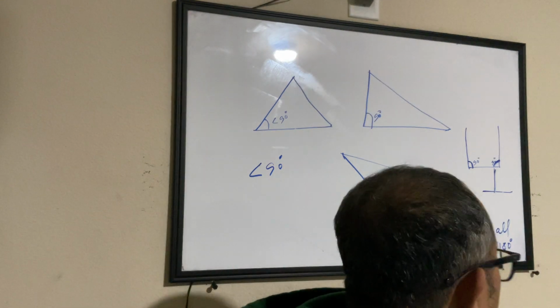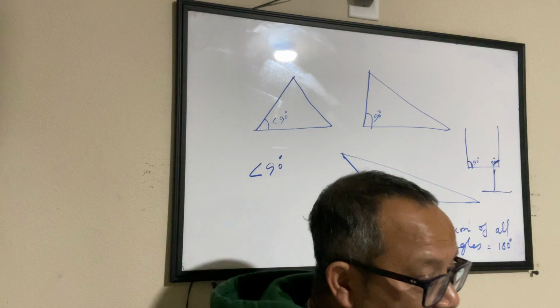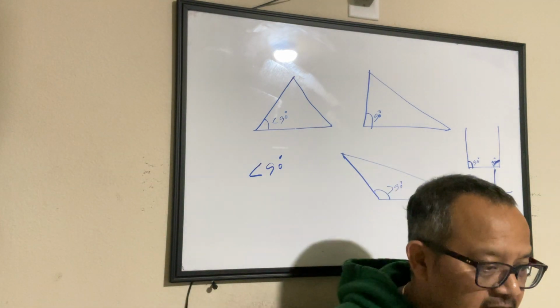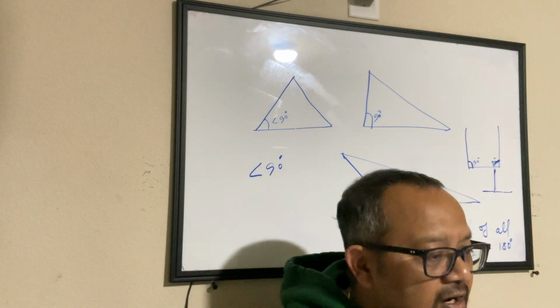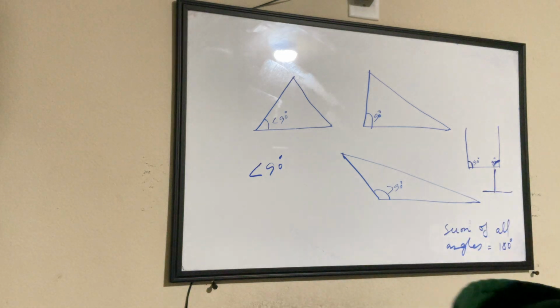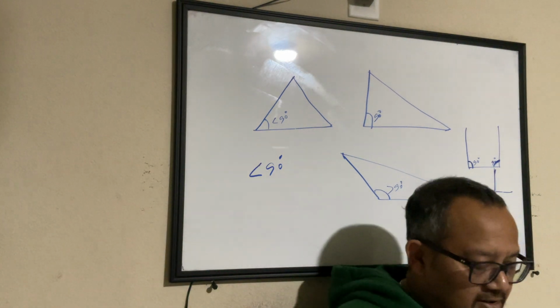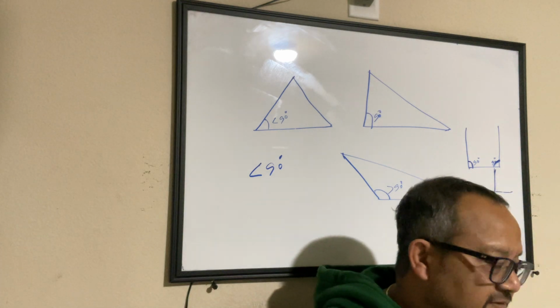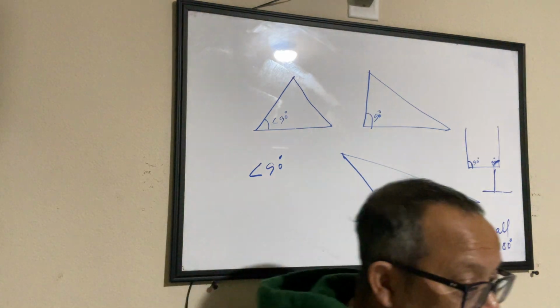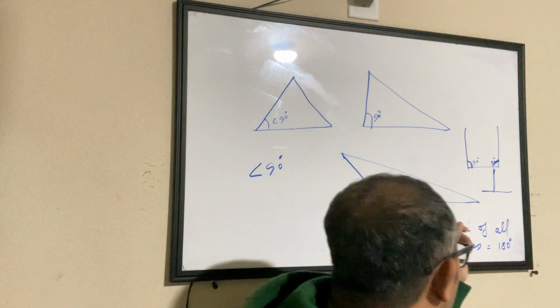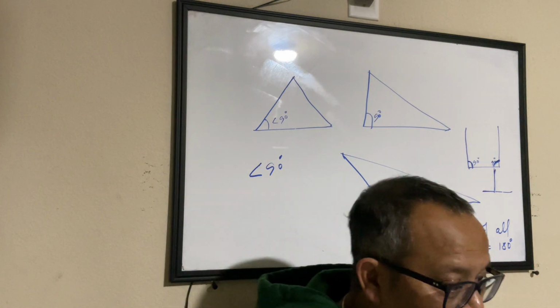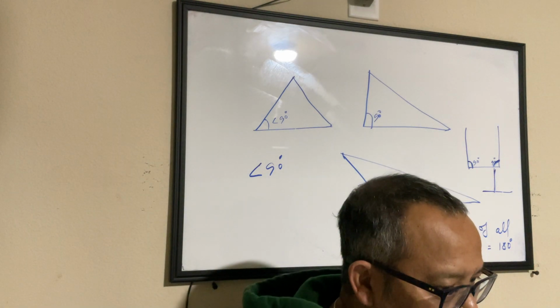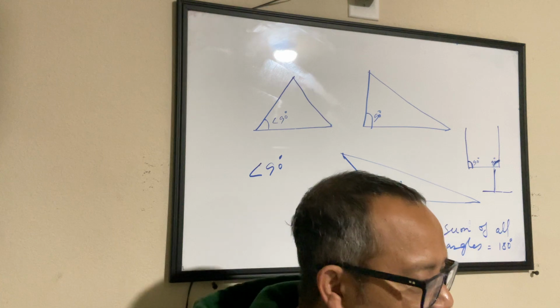Scalene triangle. Right now we are talking with respect to angles. Obtuse angle. Say that again. Obtuse angle. Okay. Why obtuse angle? Because one of the angles is more than 90 degrees. Correct? Yeah. Okay.